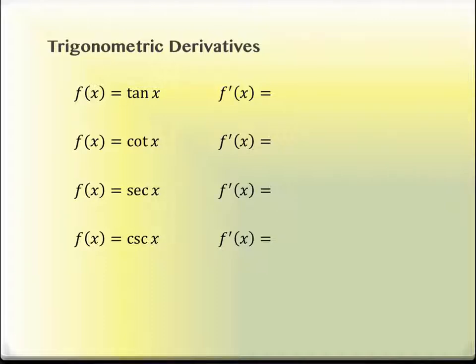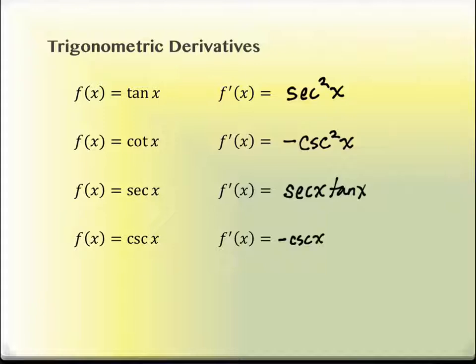So the derivative of tangent is secant squared of x. The derivative of cotangent is negative cosecant squared of x. The derivative of secant x is secant x tangent x. And the derivative of cosecant x is negative cosecant x cotangent x.